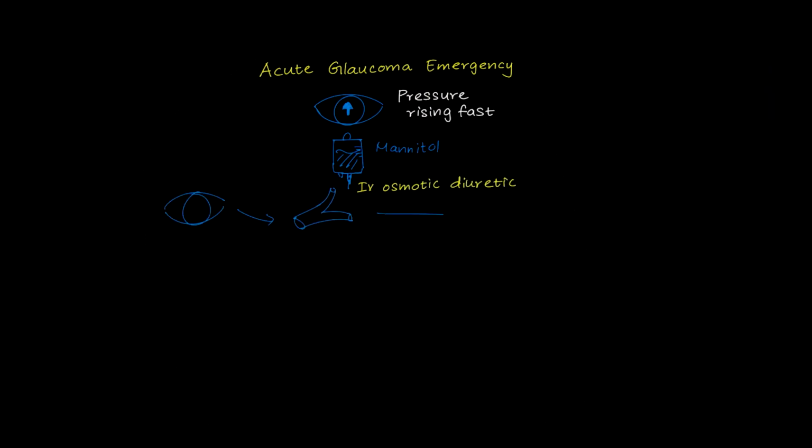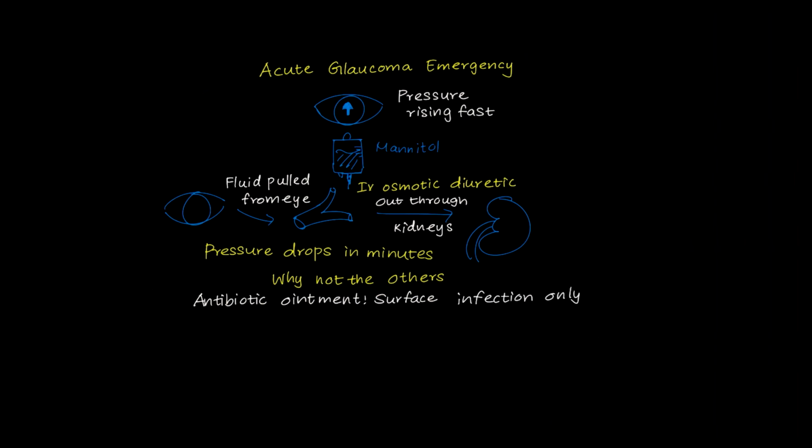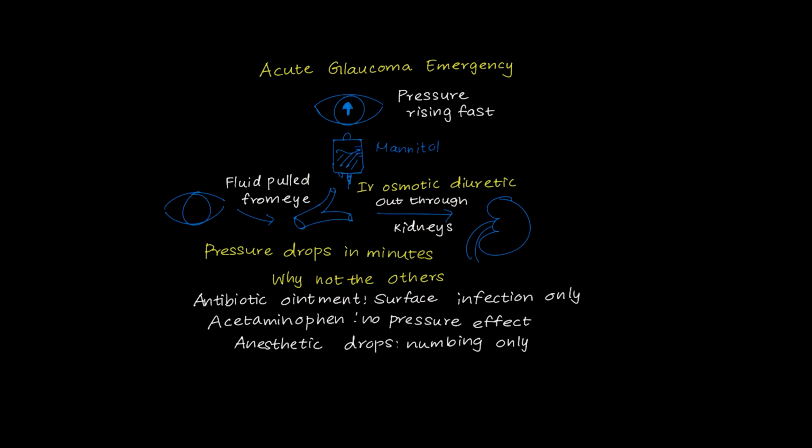Mannitol pulls fluid out of the eye by raising the osmotic pressure of the blood, which yanks water from the aqueous humor into circulation and then out through the kidneys. Pressure drops within minutes, buying time for definitive surgery. Topical antibiotic ointment works on bacterial infections of the eye surface. It does nothing for pressure. Oral acetaminophen helps mild pain but has no pressure effect. Topical anesthetic drops numb the eye for procedures and never treat glaucoma.